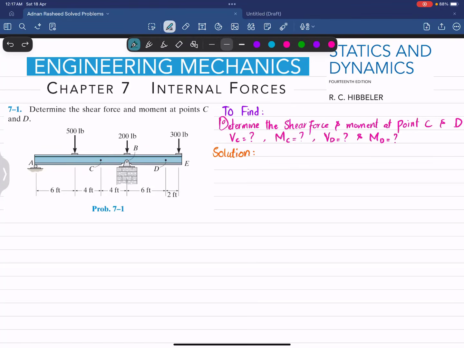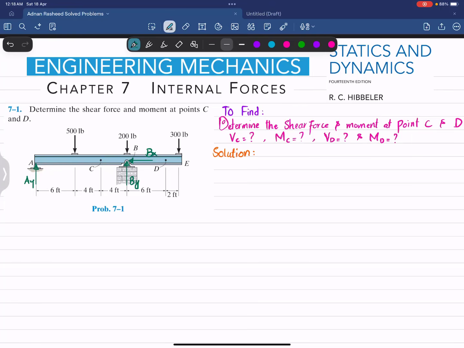The first step is that if you remove this roller support at point A, you will have a reaction force which will be represented as AY. Similarly, if you remove this pin support at point B, you will have a vertical reaction force, BY, and a horizontal reaction force as well, BX. So we will find BX, BY and AY by using the equations of equilibrium.